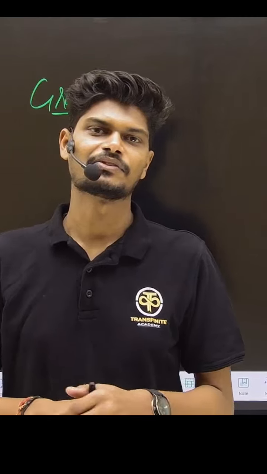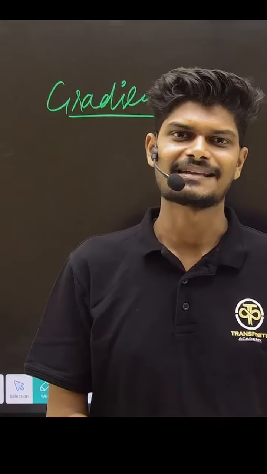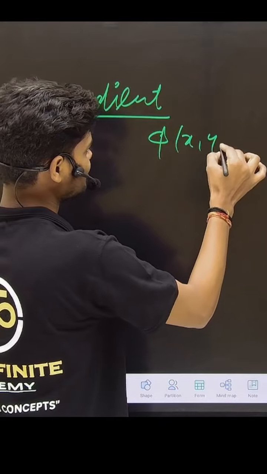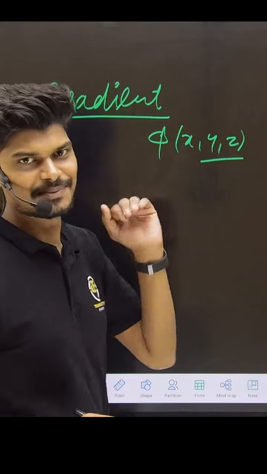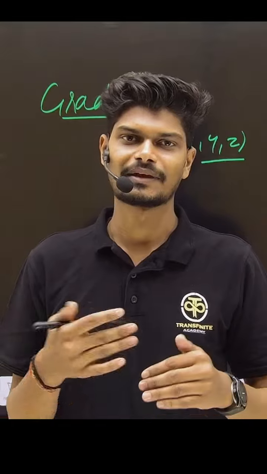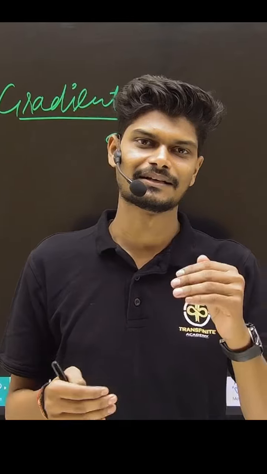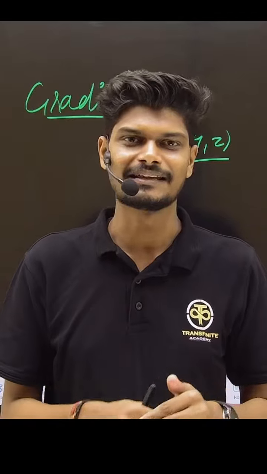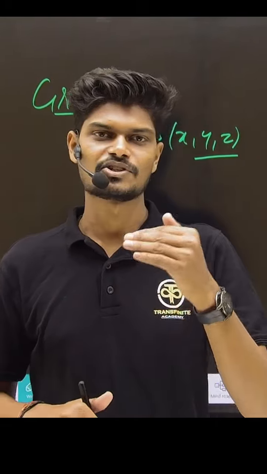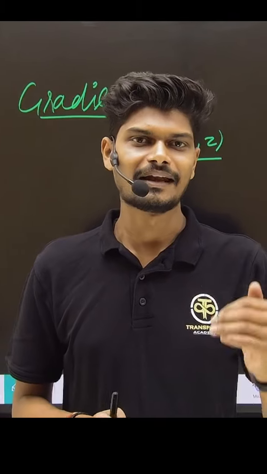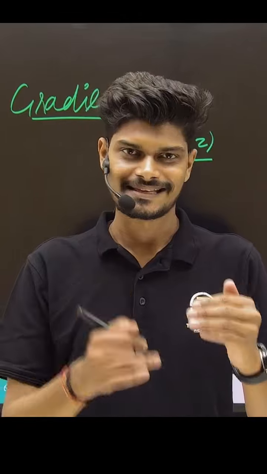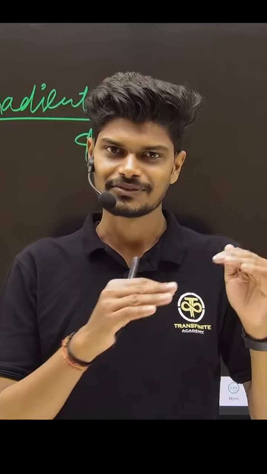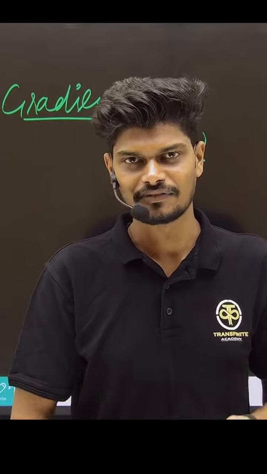So hello everyone, today we will discuss gradient. What is this and what does it mean? Suppose you have a function phi of x, y, z which represents the temperature in a room. The gradient tells you in which direction the temperature increases fastest, or how fast it increases. If we take another example, suppose you are standing on a hill, the gradient tells you the exact direction you should walk to reach the top fastest. Okay, so this is basically the meaning of gradient.